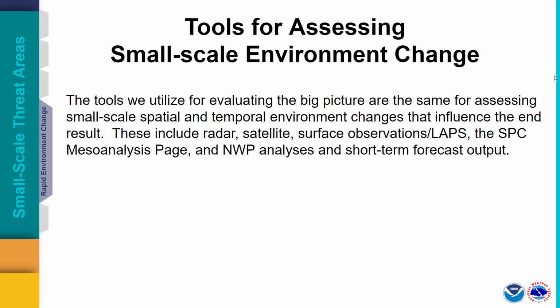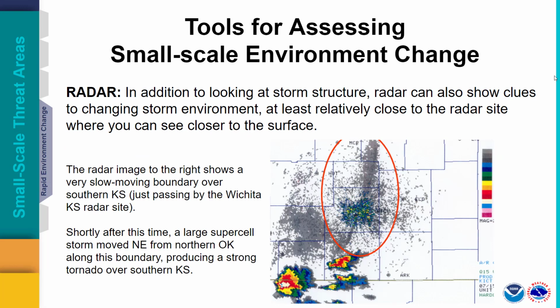Let's briefly review the tools that we typically use for examining the big picture and how they can be used for smaller scale threat analysis. These tools can include radar, satellite, surface observations, LAPS analyses, the SPC mesoanalysis page, and NWP analyses and short-term forecast output. Of these tools, radar is probably the exception in that it is primarily used for examining the small scale, unless you're viewing a multi-radar mosaic.